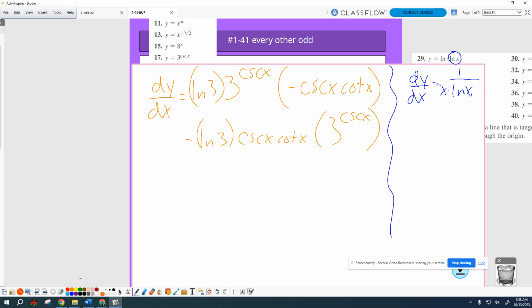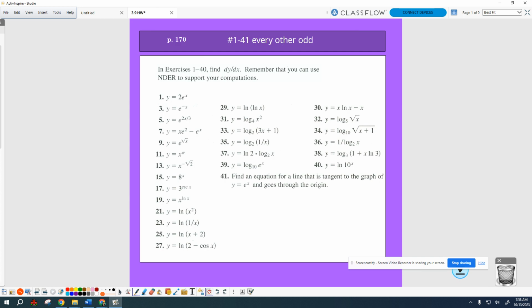Other issues? Let's see. Can you guys do number 30? I'm good at this. You're good at this? I'm bad at this. Okay, well then we need practice. Try number 30. Can you zoom in on it? Oh, yeah.